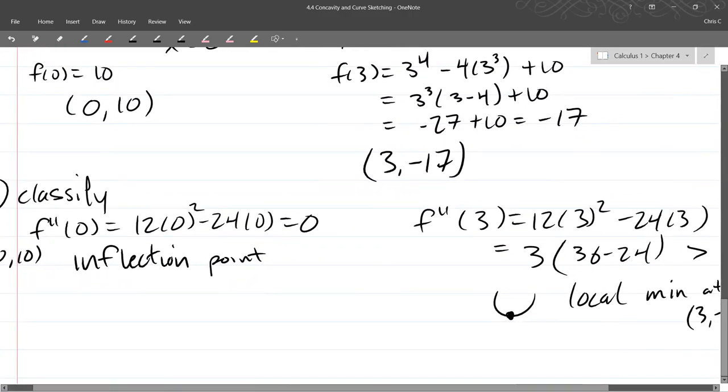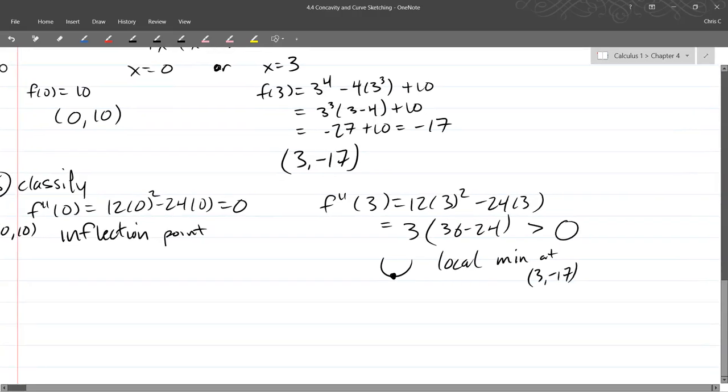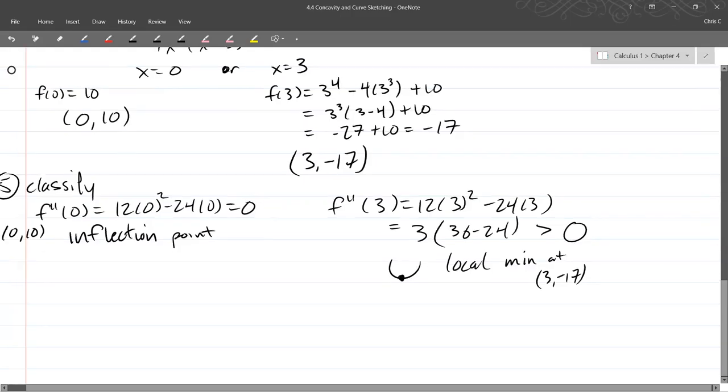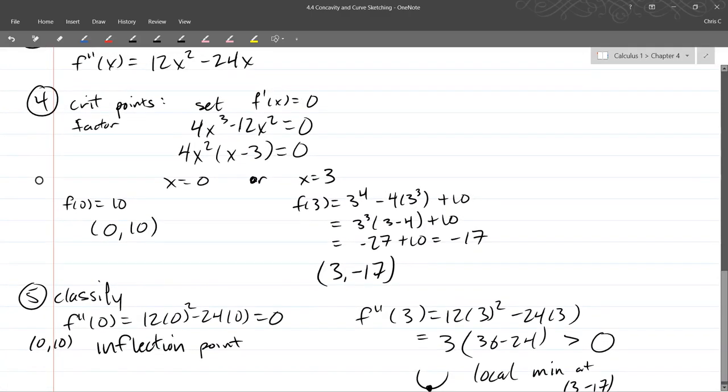All right, then we take those two x values and plug them into the second derivative, and we got 0 for the x value of 0, which meant inflection point, not happy, not sad. And the second one we got definitely positive. I don't care exactly what positive number you got, it was only whether it was greater than 0 or less than 0. And f of 0 was 10, so our y value was 10.